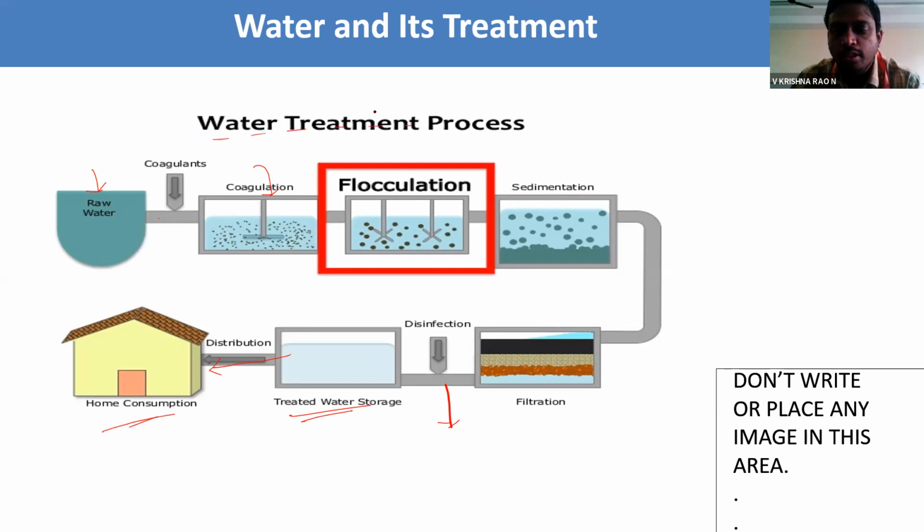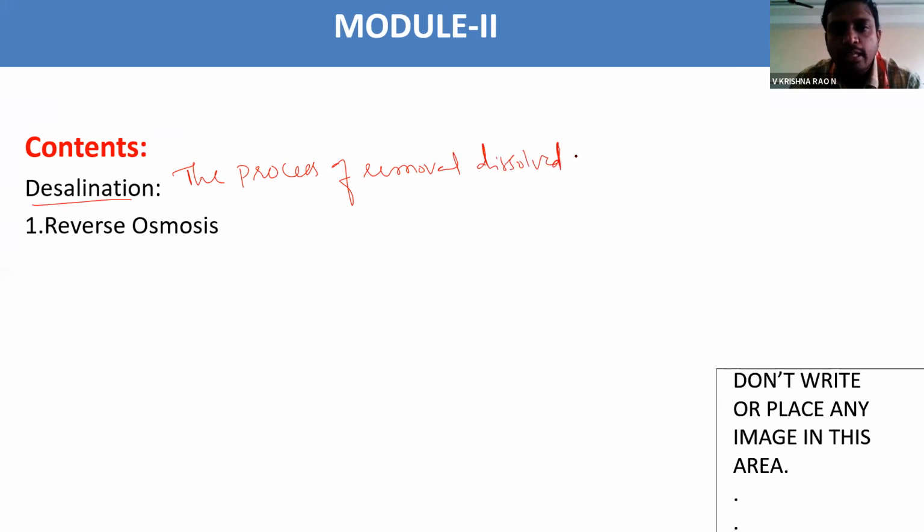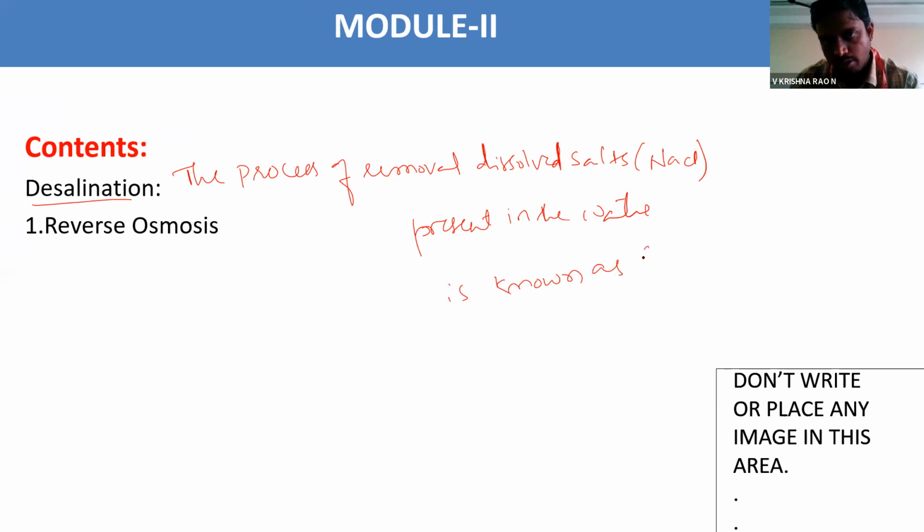Next, coming to desalination. What is desalination? It is the process of removal of dissolved salts, like NaCl, present in the water. This is known as desalination.